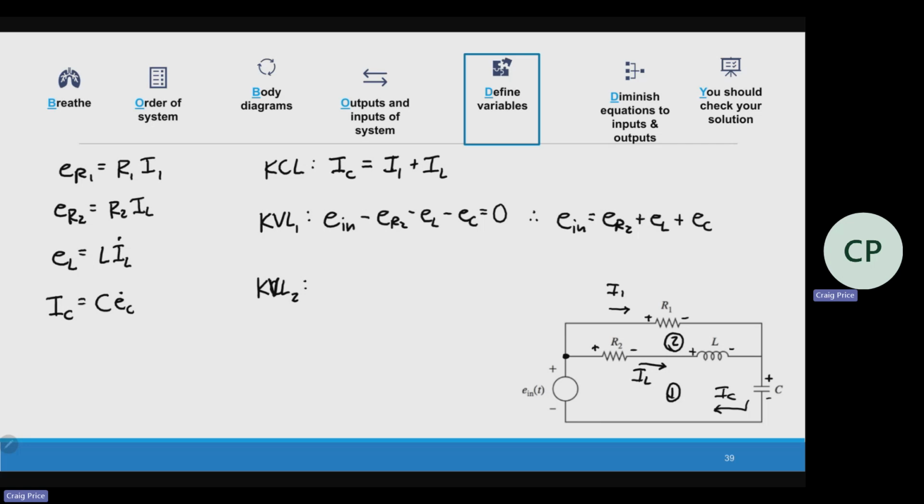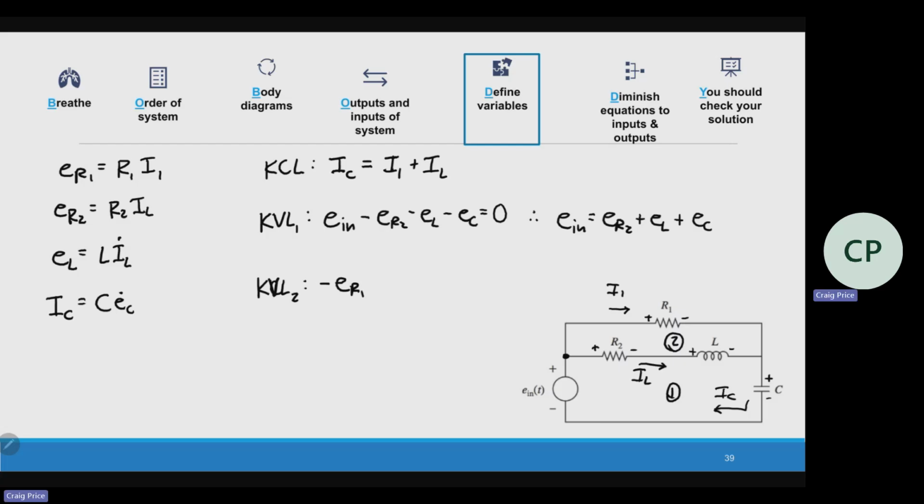Now KVL2, I don't have an input, but we talked about this before. The current's always going to split to give me equal voltage. Now I could just start at this node and go clockwise. So from positive to negative, that's a drop. So we have negative ER1. And I continue going around clockwise.